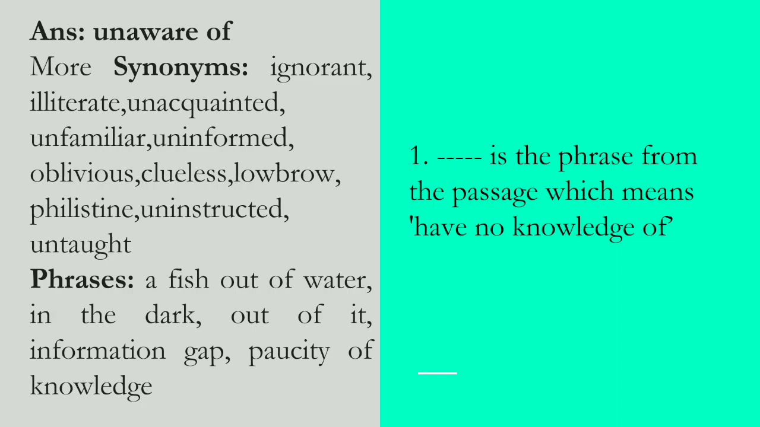Ignorant, illiterate, unacquainted, unfamiliar, uninformed, oblivious, clueless, lowbrow, philistine, uninstructed, and untaught. And also given few phrasal examples. A fish out of water, in the dark, out of it, information gap, paucity of knowledge. So these are both idioms as well as phrases. A fish out of water is an idiom, but still we'll take it as a phrase. So these are the terms. So try to enrich your vocabulary and try to use more and more new words when you write and speak. Now coming to the second question.